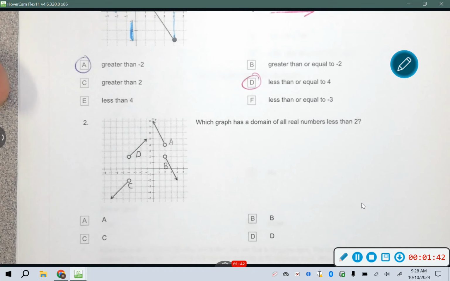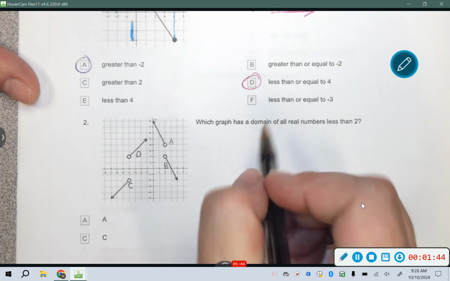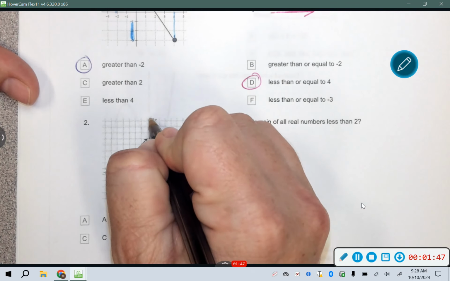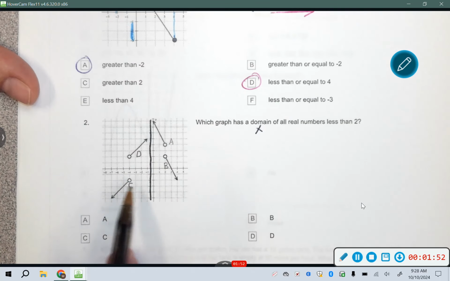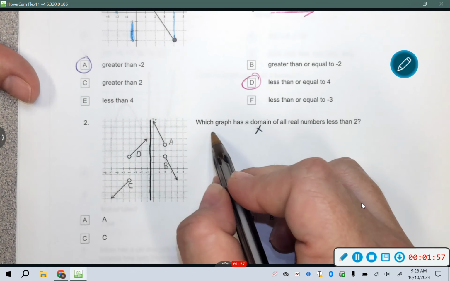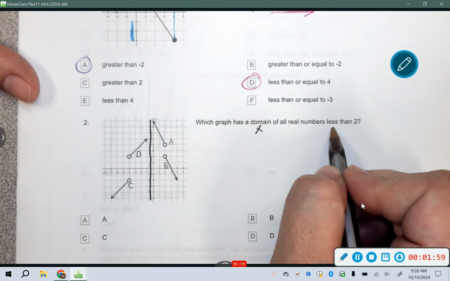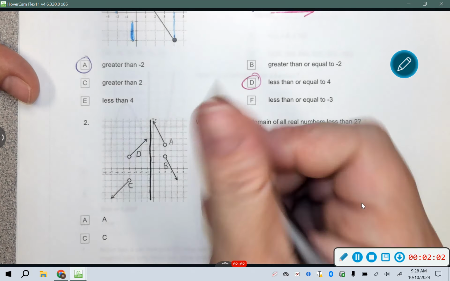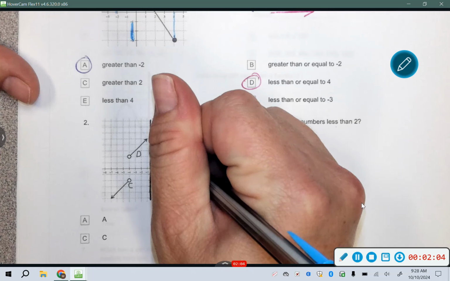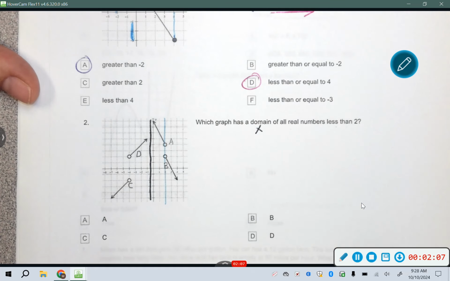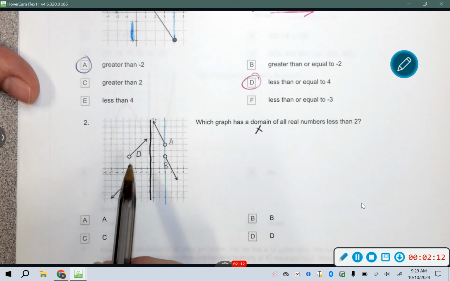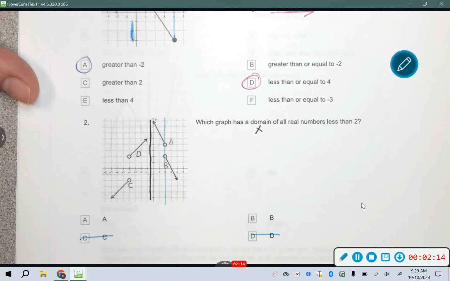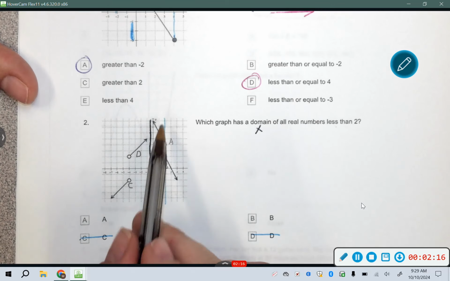Number 2 throws us off a little bit, but again, we're only looking at domain, which is x values. So I'm going to cover up my y values because I don't want them to throw you off. We're only looking at the numbers on x. So we want to know which graph has a domain of all real numbers less than 2. Well, where is x = 2? Well, x = 2 is here. So I know that A and B are my options because both of those have x is 2. This does not have x is 2, so I know C and D are not my answer because those are not at x is 2.